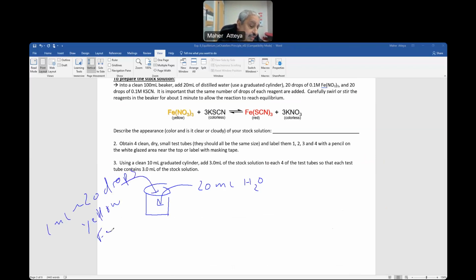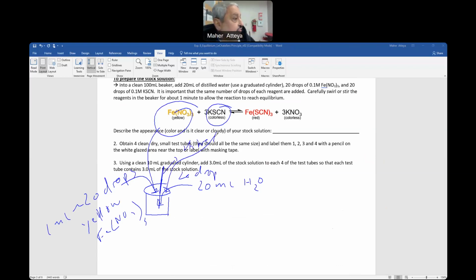iron 3 nitrate, iron 3, which is this one here. And then you'll add potassium thiocyanate, 20 drops. You will stir. This is your stirrer here. Stir very well.